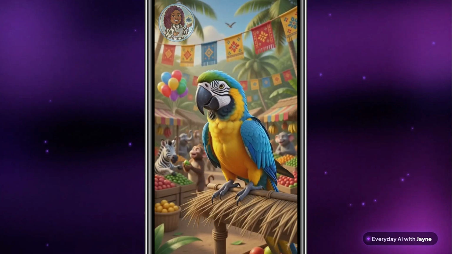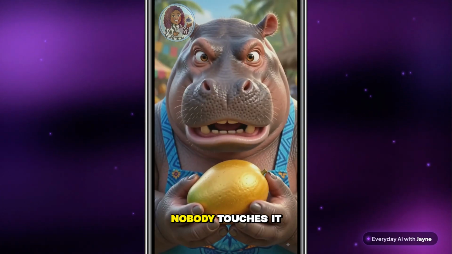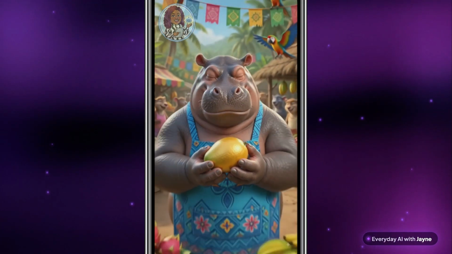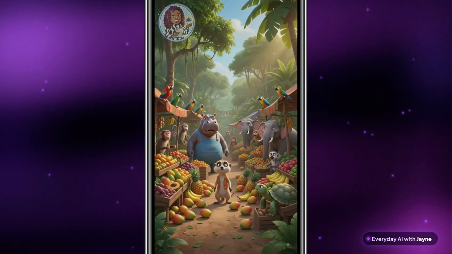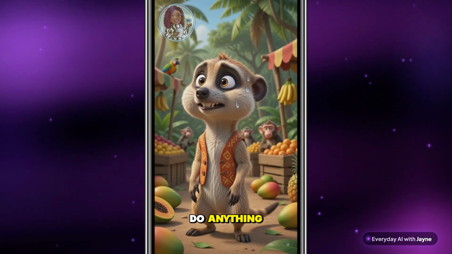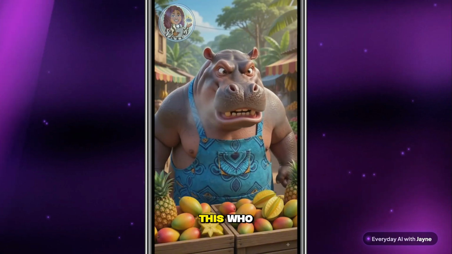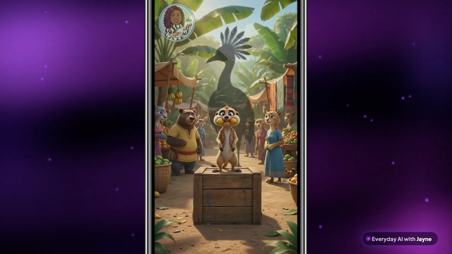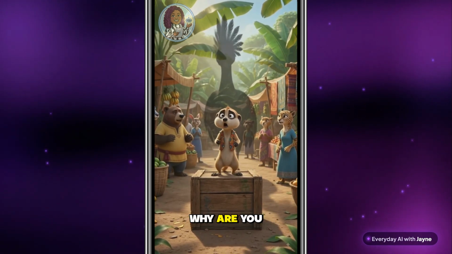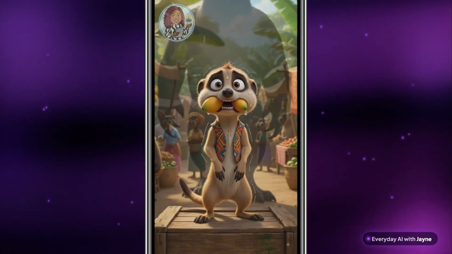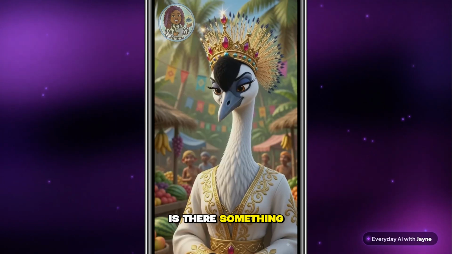Don't miss the sale! This golden mango is the finest in the whole jungle. Nobody touches it. Nobody. Huh? What? I didn't do anything. Somebody stole my mango! Who did this? Who? Why is everybody moving back? Why are you all looking at me like that? Kemi, darling. Is there something in your mouth?